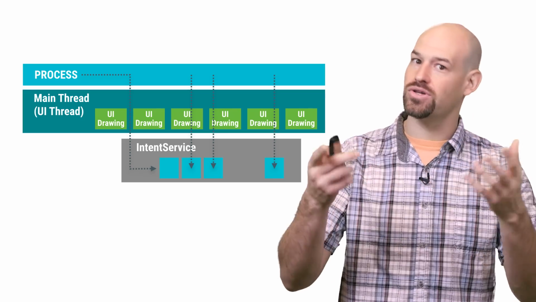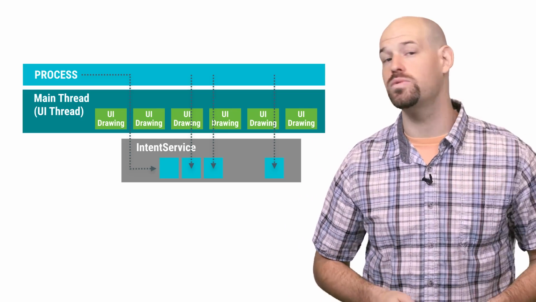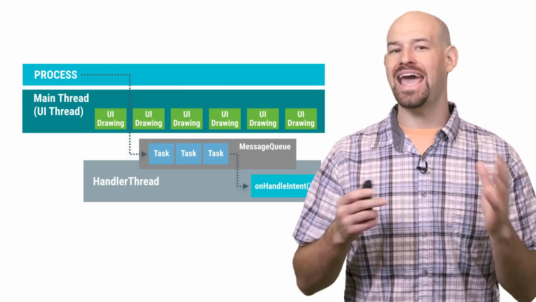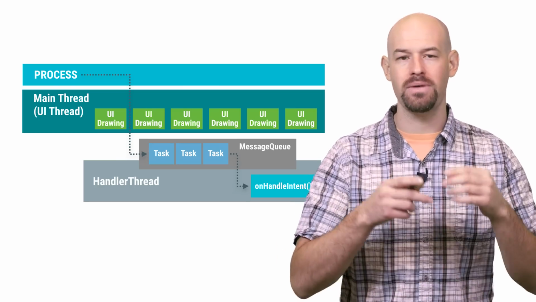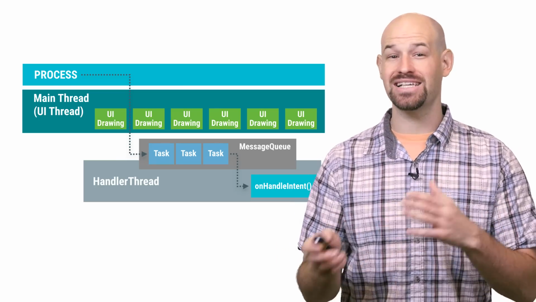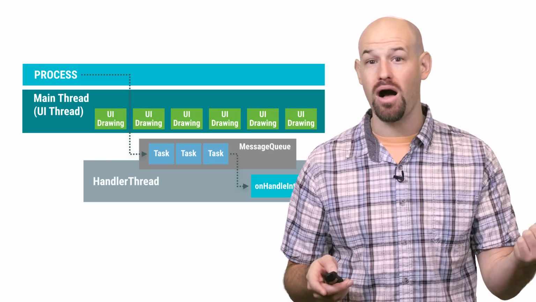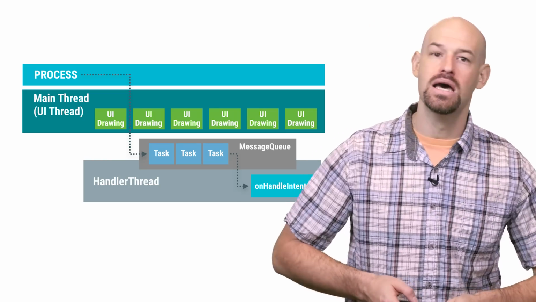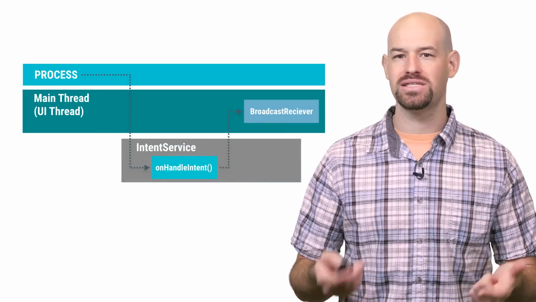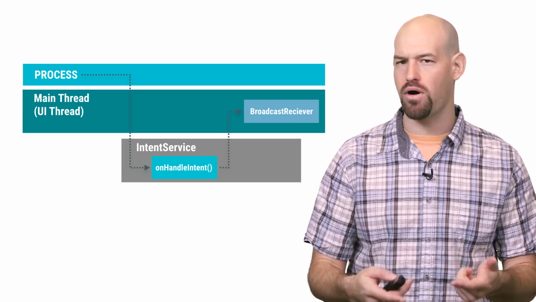And of course, there's a few performance caveats that you need to be aware of. Firstly, the HandlerThread processes work from a work queue. This means that if a task is going to take a long time to complete, it'll block the other queued up intents.